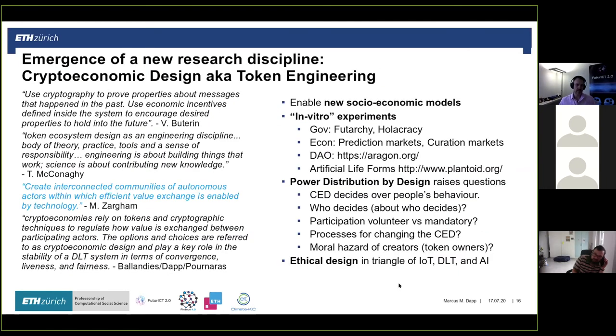So as I mentioned in the beginning, we're talking about the emergence of a new research discipline. Cryptoeconomic design is one of the words, token engineering the other. I'm not going into all the details. I just copy-pasted a few definitions from some people you may have heard of. And the interesting thing, or the promise, of this research discipline is it enables new socioeconomic models because we can test them and try them out in vitro, actually.